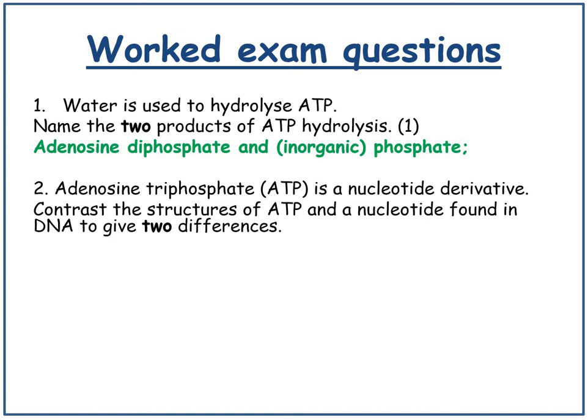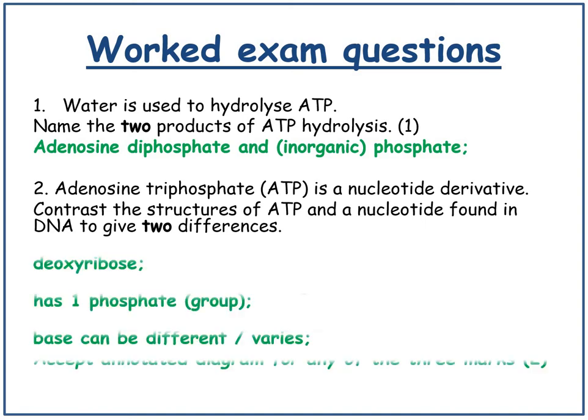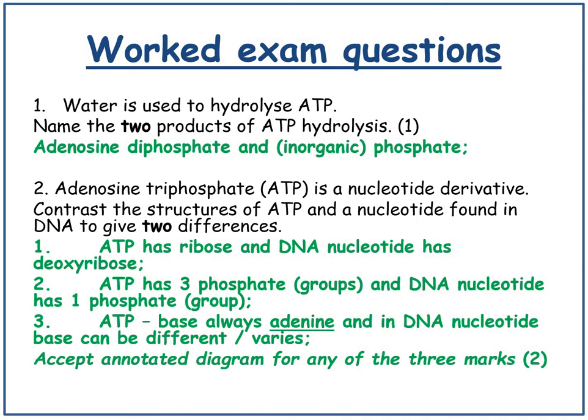Adenosine triphosphate, or ATP, is a nucleotide derivative. Contrast the structure of ATP and a nucleotide found in DNA to give two differences. Well, ATP has ribose, and a DNA nucleotide has deoxyribose. ATP has 3 phosphate groups, whereas a DNA nucleotide has 1 phosphate group. In ATP, the base is always adenine, but in DNA, the nucleotide base can be different or varies. Just to point out that you could annotate diagrams of each as well to gain marks for it.